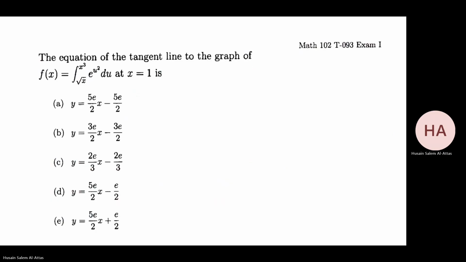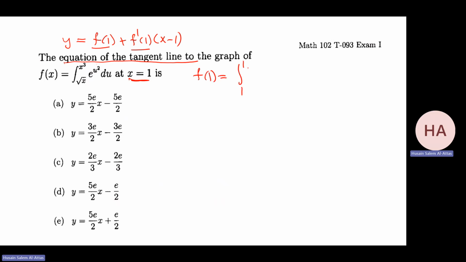Okay. The equation with the tangent line. We go back to Math 101. What is the equation of the tangent line? That will be y at this point: y will be f of 1 plus f prime at 1 times (x minus 1). So I need to find f at 1 and f prime at 1. F at 1, easy one. It will be the integral from 1 to 1 of e to the u squared du, which is 0.